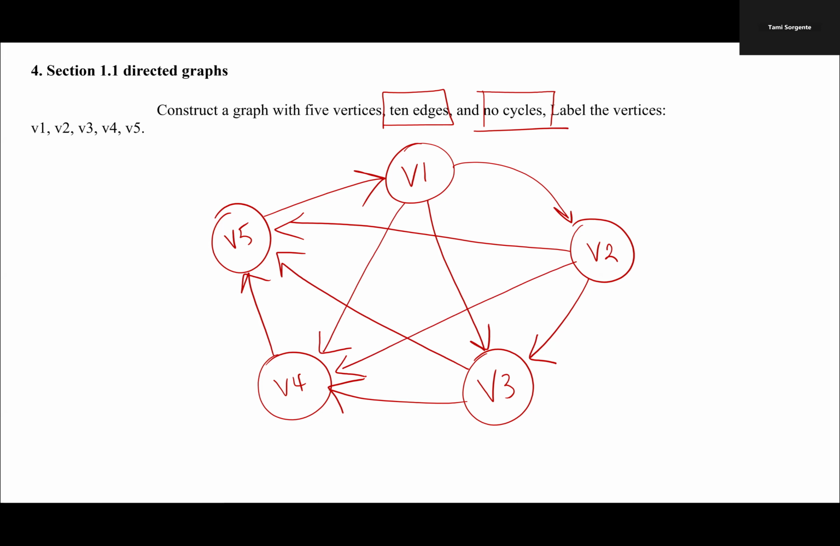That's not the only solution. That's just one solution. You could have had, instead of this edge going here, you could have put one going this way, right? As long as you don't have a cycle going back and forth, like this creates a cycle, one edge this way, one edge going back, that would not follow the rules.